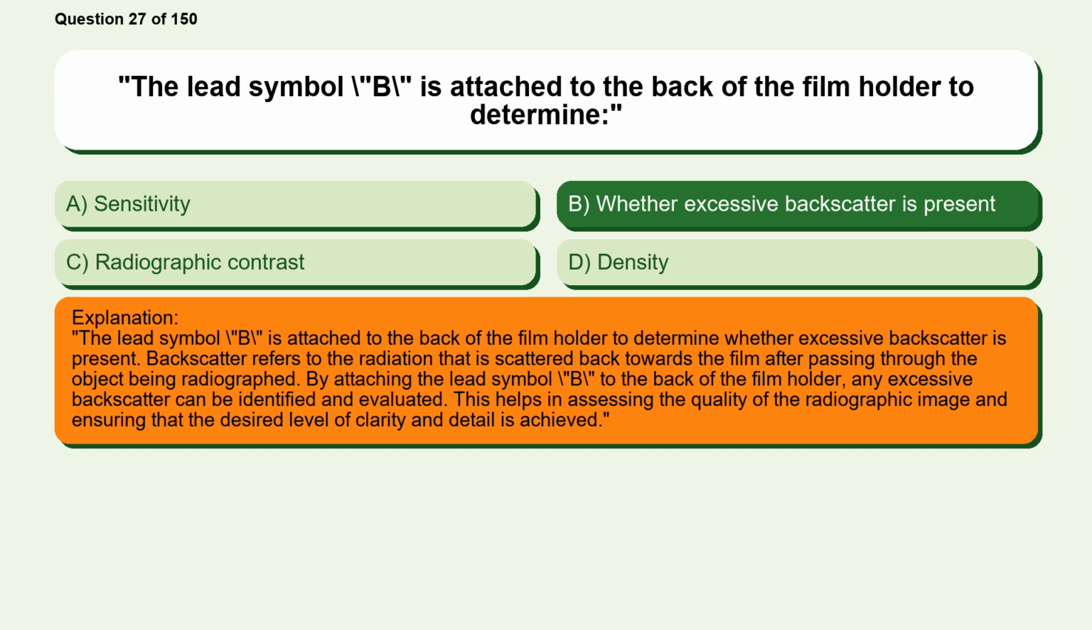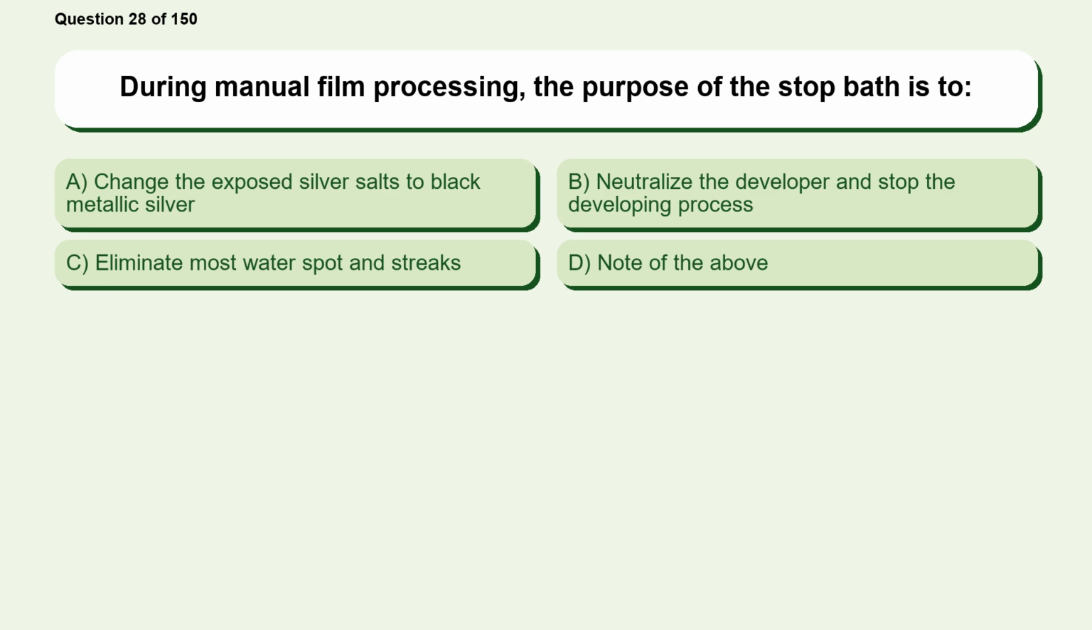The lead symbol \B/ is attached to the back of the film holder to determine whether excessive backscatter is present. Backscatter refers to the radiation that is scattered back towards the film after passing through the object being radiographed. By attaching the lead symbol \B/ to the back of the film holder, any excessive backscatter can be identified and evaluated. This helps in assessing the quality of the radiographic image and ensuring that the desired level of clarity and detail is achieved.